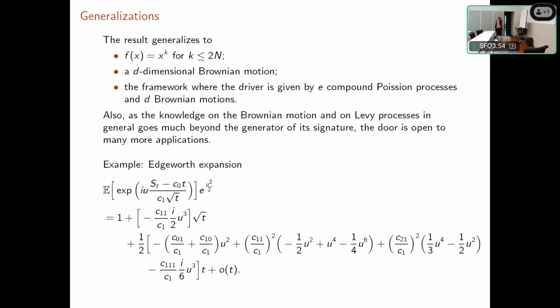One can do, for example, Edgeworth type expansions, which are not a direct application of what I showed you because there is this annoying division by the square root of t, which makes the function itself not differentiable in 0.